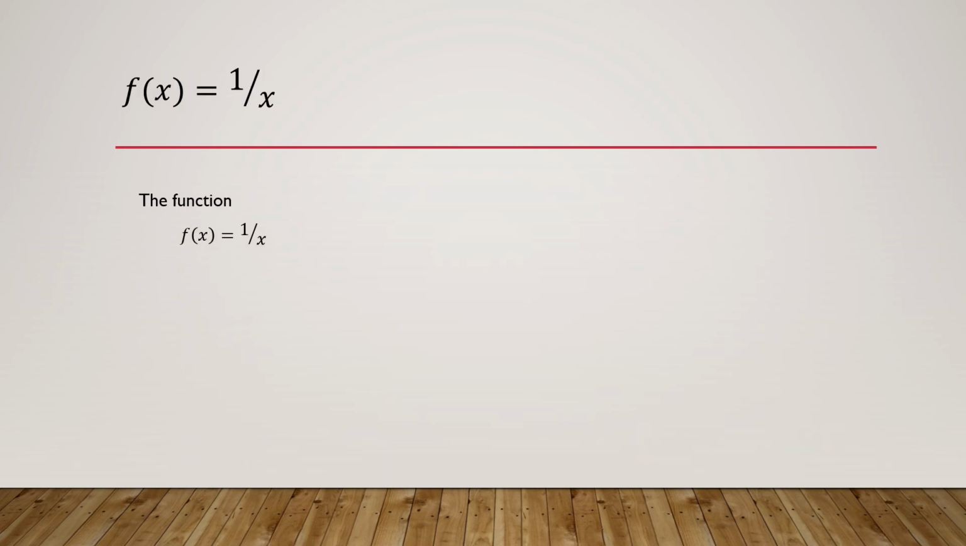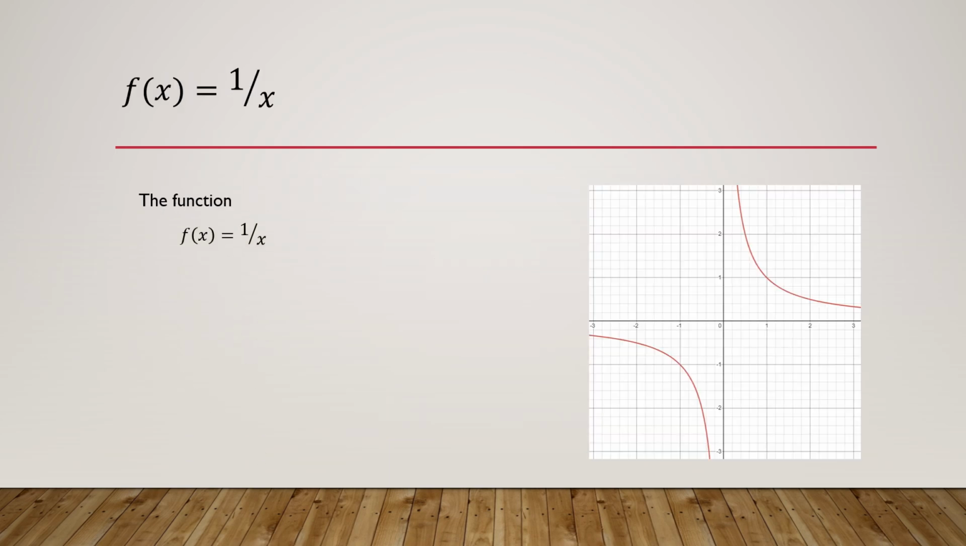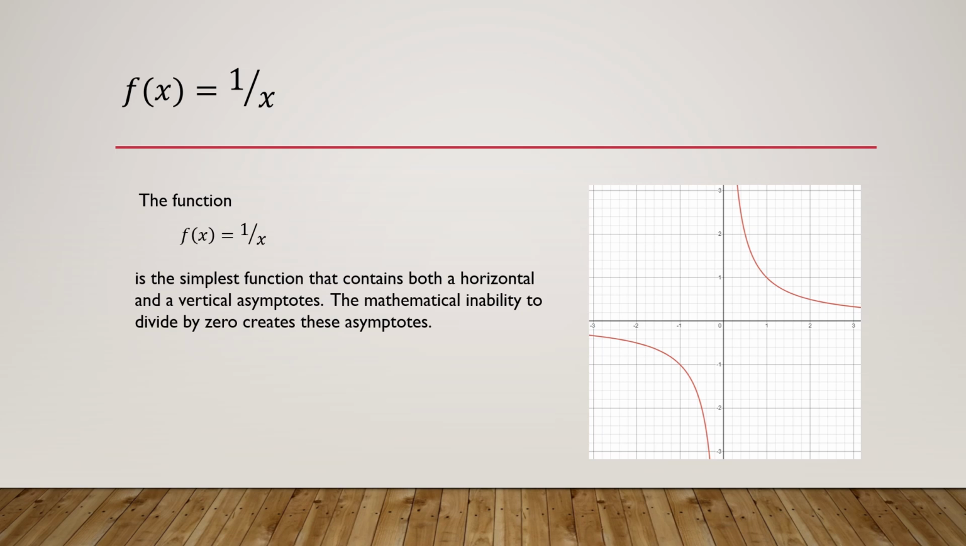Let's start with the function f of x is equal to 1 over x. This is the simplest function that contains both a horizontal and a vertical asymptote. The mathematical inability to divide by 0 creates these asymptotes. The domain of this function is on the interval from negative infinity to 0 and from 0 to positive infinity. The domain excludes 0. The vertical asymptote occurs at x equals 0.